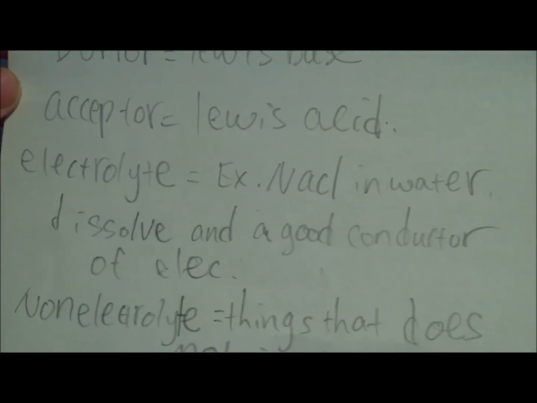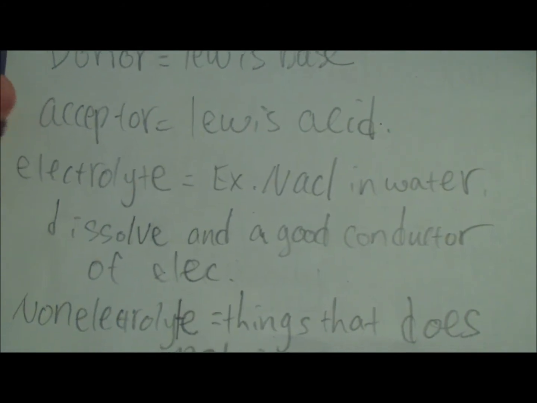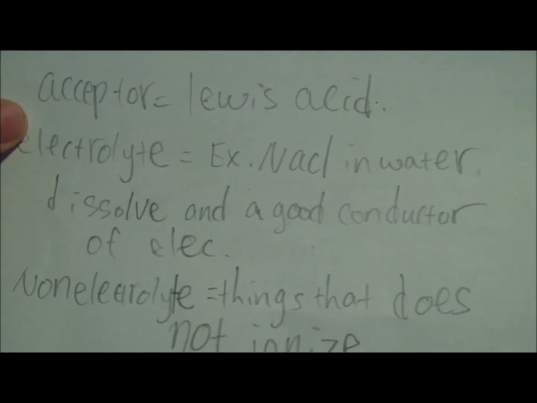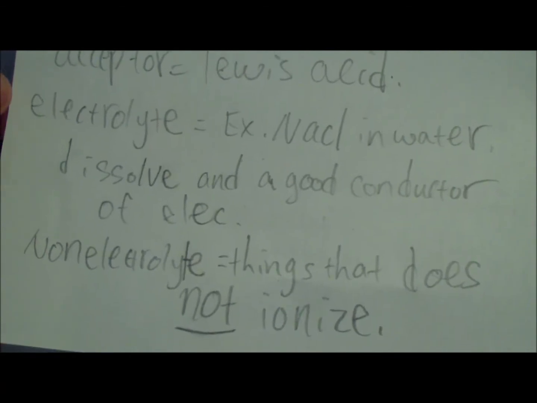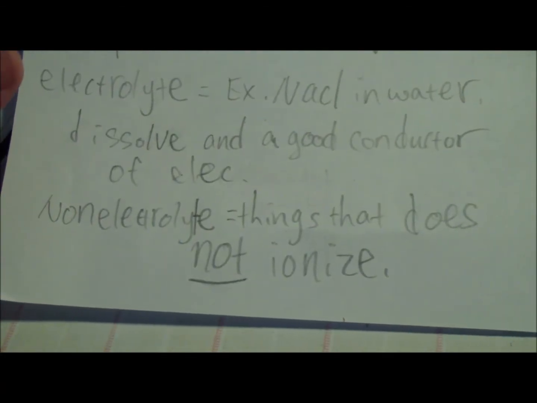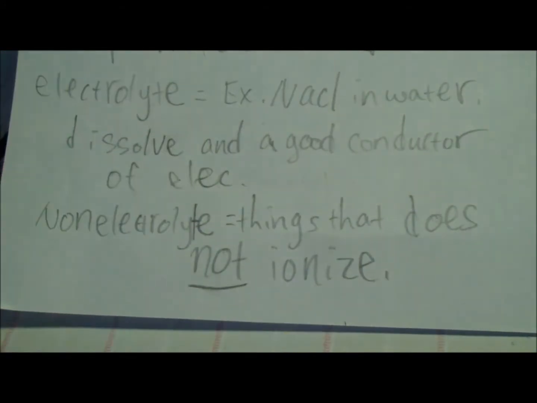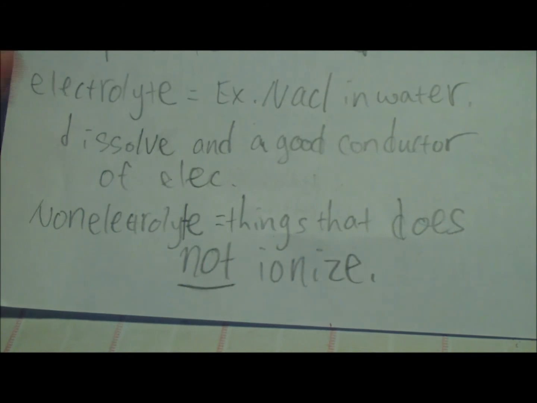Okay. Electrolytes, the example would be NaCl in water. Basically, electrolytes dissolve and turn into a good conductor of electricity. And non-electrolytes are things that do not ionize, they just don't break apart like NaCl.